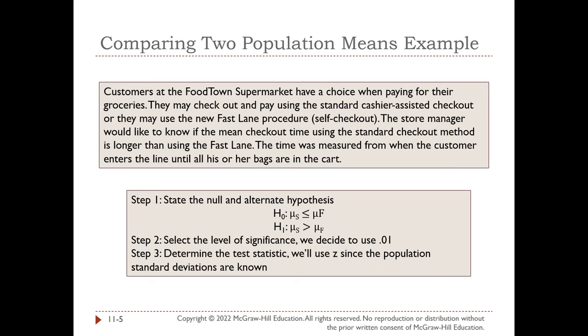So let's start going through the example. Customers at the Food Town supermarket have a choice when paying for their groceries. They may check out and pay using the standard cashier-assisted checkout, or they may now use the new Fastlane procedure, self-checkout. The store manager would like to know if the mean checkout time using the standard checkout method is longer than using the Fastlane. The time was measured from when the customer enters the line until all his or her bags are out in the cart.